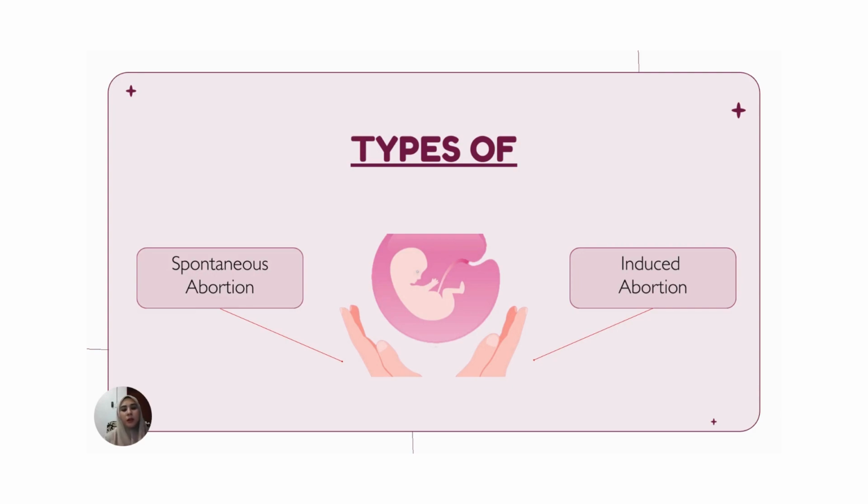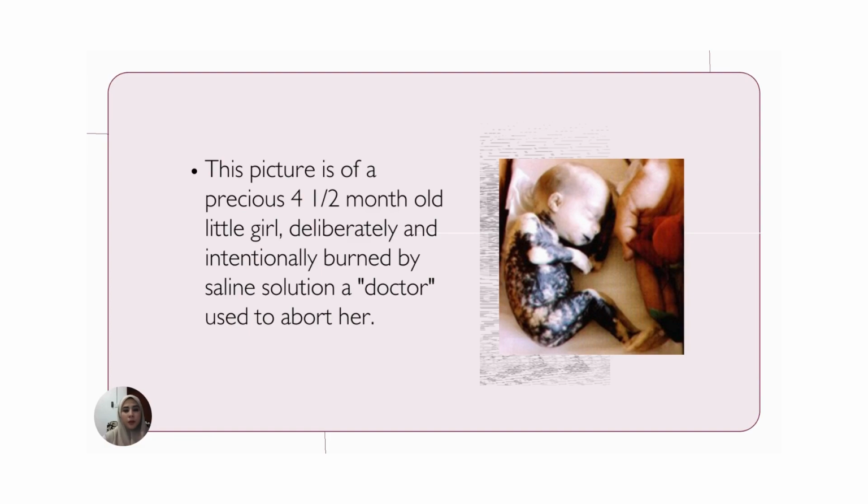Abortion can be divided into two types, which are spontaneous abortion and induced abortion. This picture shows a 4.5 month old little girl deliberately and intentionally burned by saline solution, and the doctor used this to abort her.